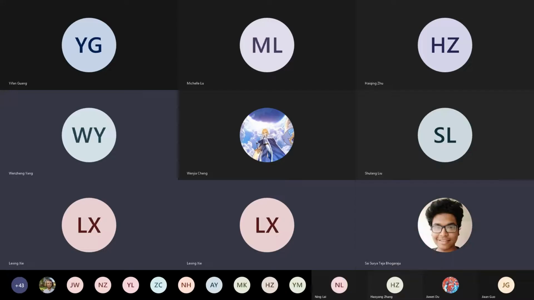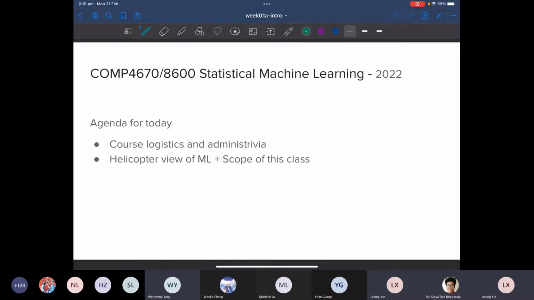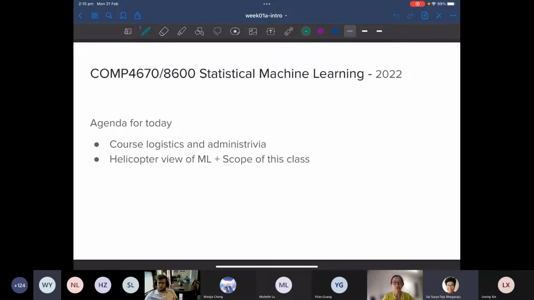Johnny. We'll start with how this course runs, and it's with respect to other courses, and then we'll give you a helicopter view of machine learning, and on the technical level, what this course covers roughly, and what it doesn't cover.